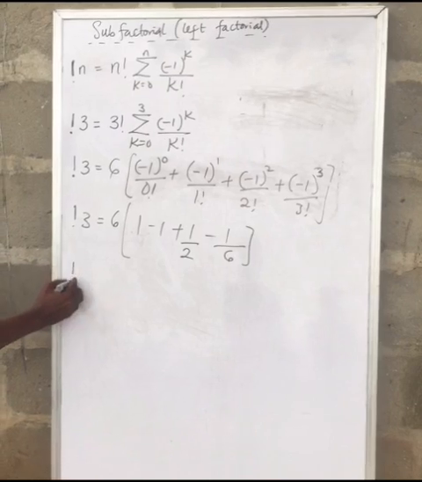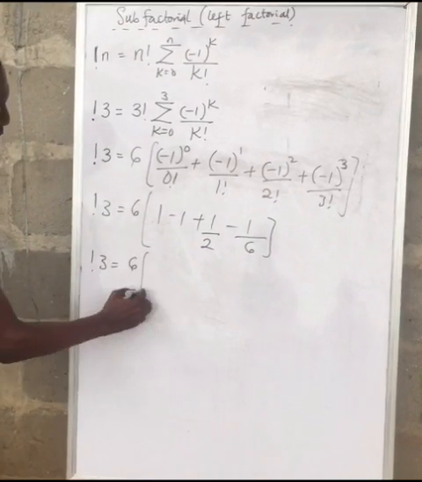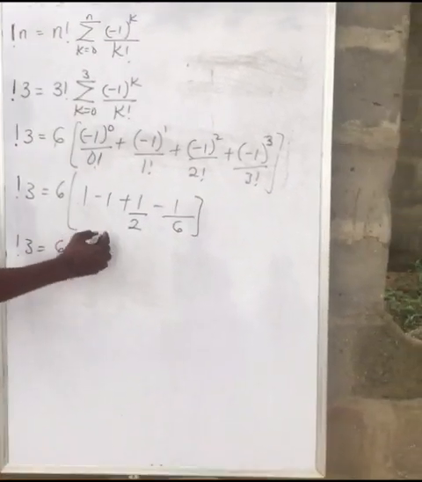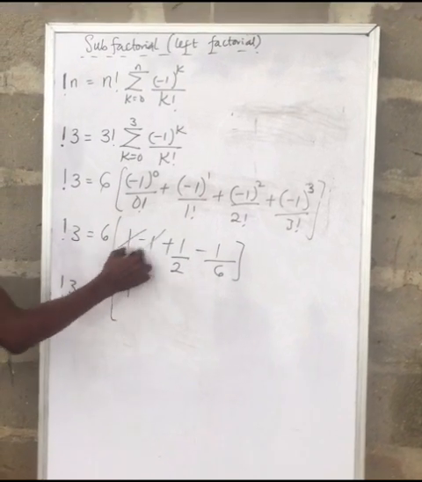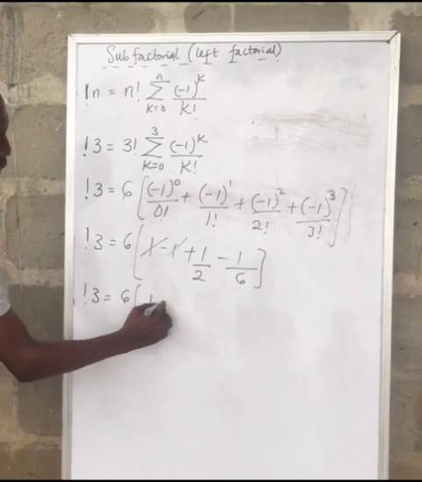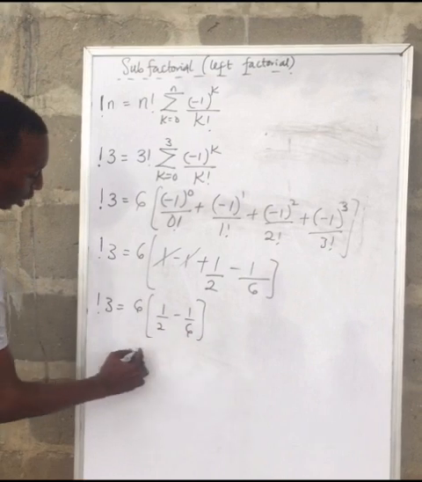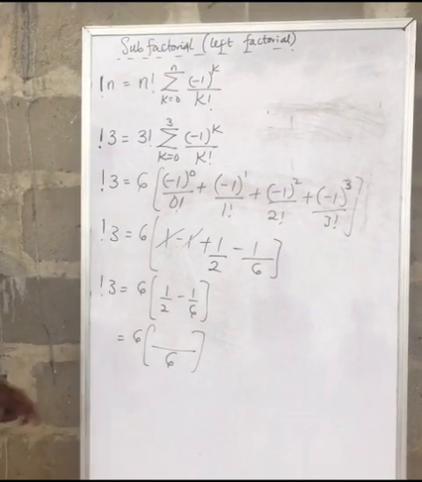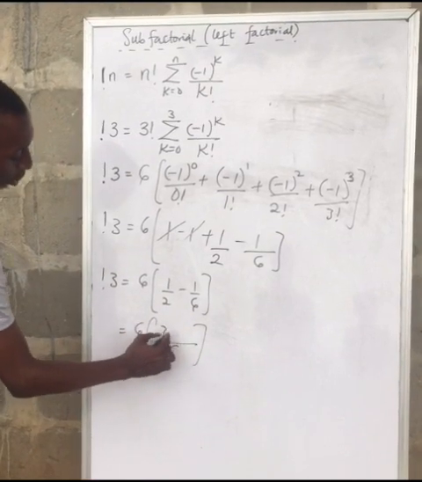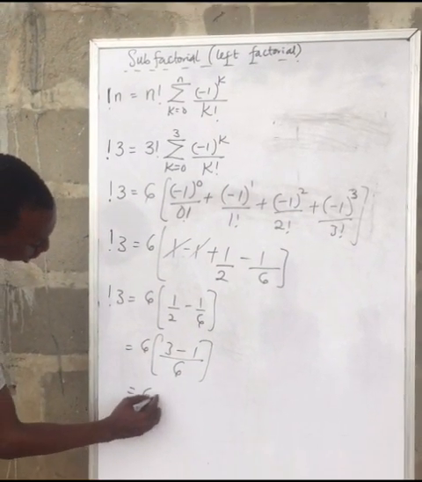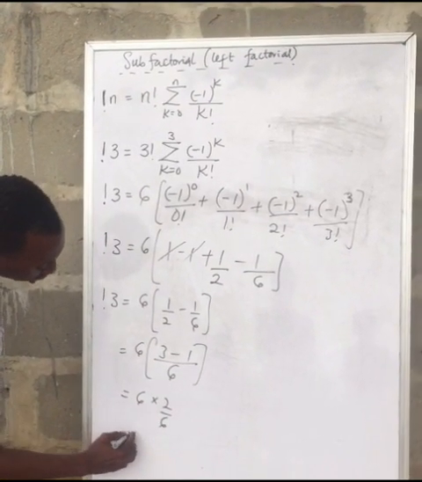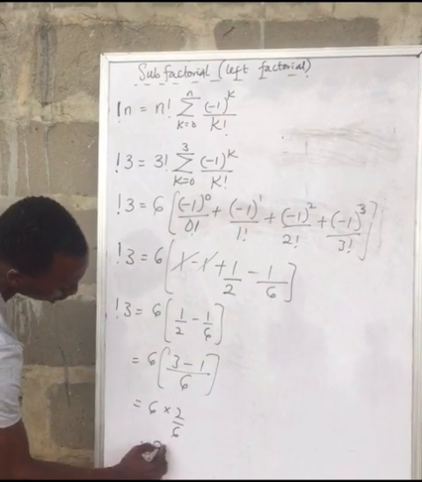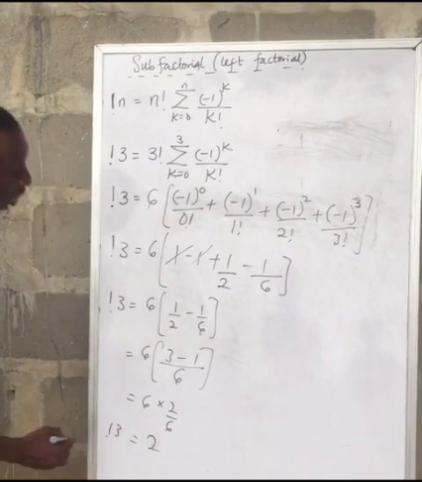So the subfactorial of 3 becomes 6 open bracket, 1 minus 1 is 0. We have 1 minus 1 out. 1 over 2 minus 1 over 6, which becomes 6 open bracket, the LCM is 6, 2 over 2 is 3 minus 1, which is 6 times 2 over 6, which ends up giving you a 2. So the subfactorial of 3 is 2.